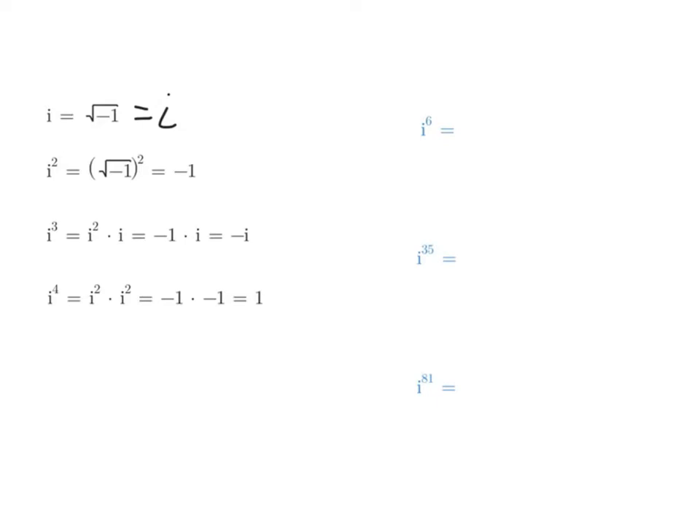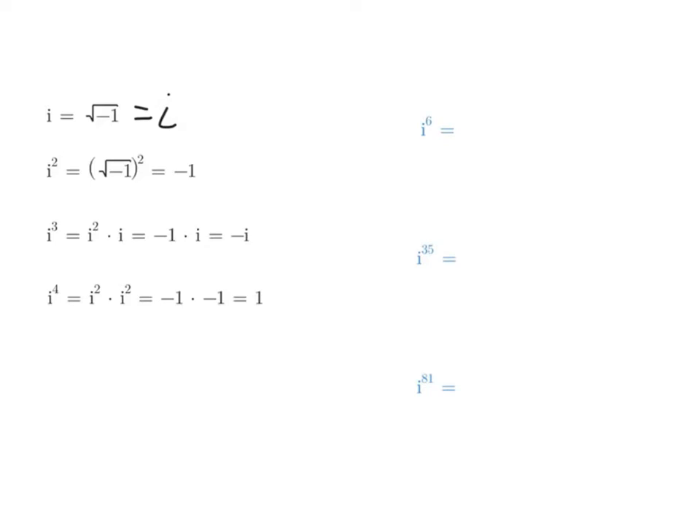Okay, i to the 6th, i to the 35th. Can my calculator do this? I don't know. i to the 81st. Now, here's 6, 35, 81. Here's the key to this. What we're trying to figure out, the way that we simplify this, is that it's going to be one of these answers. We're going to take it down to one of those answers.